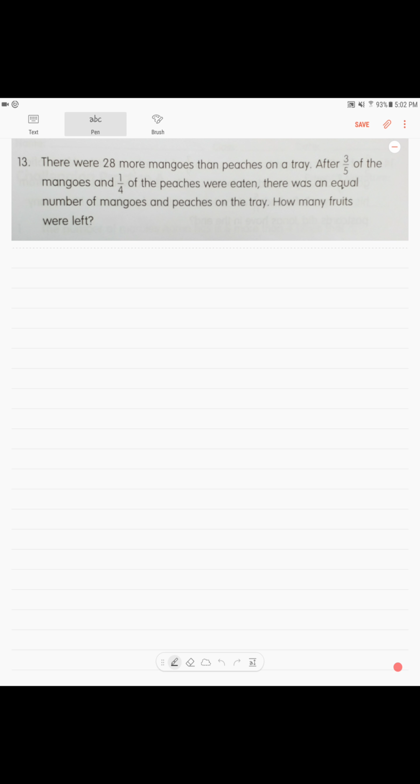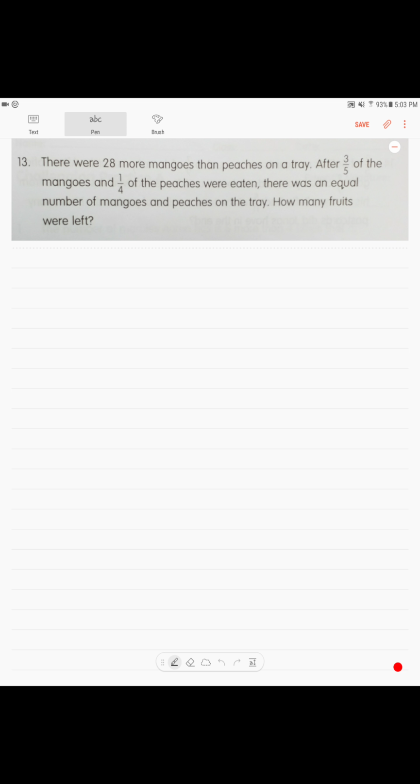Okay, problem 13. There were 28 more mangoes than peaches on a tray. After 3/5 of the mangoes and 1/4 of the peaches were eaten, there was an equal number of mangoes and peaches on the tray. How many fruits were left? All right. Again, if you need, pause the video, read it again, process. Okay, and we will carry on with the solution, right?